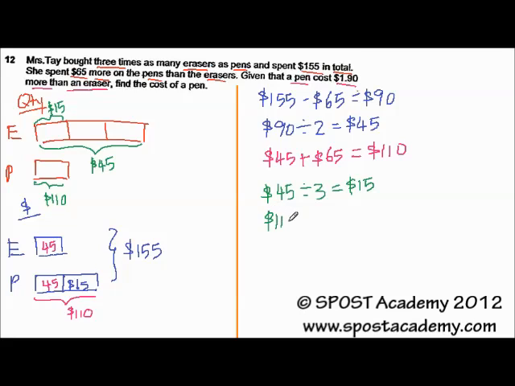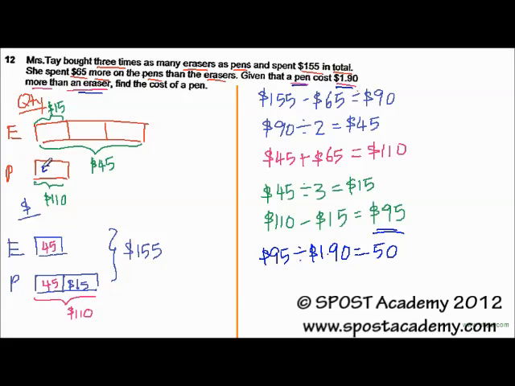We will use 110 minus $15 and we will get $95. That is to say, if I buy 1 unit of pens and 1 unit of erasers, I would spend $95 more on the pens than the erasers. Since the question says that a pen costs $1.90 more than an eraser, I will use the $95 divided by $1.90. And the answer is 50.